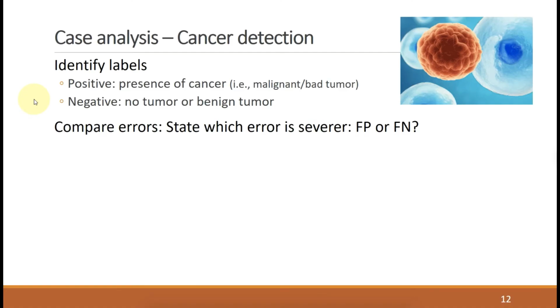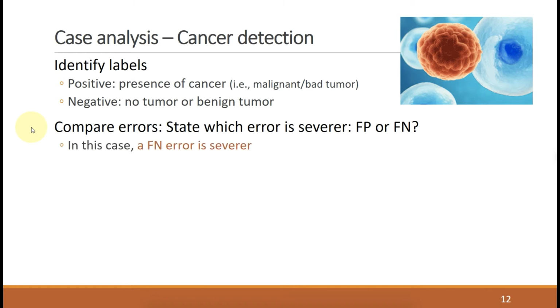The next step is to compare the two errors, false positive and false negative. Which error is more severe? You will need to go through a thought process to analyze what the two errors refer to, what is the likely consequence of one error versus the other, and to conclude with the statement of which of the two errors is more severe. In the case of the cancer detection problem, the false negative error is more severe.